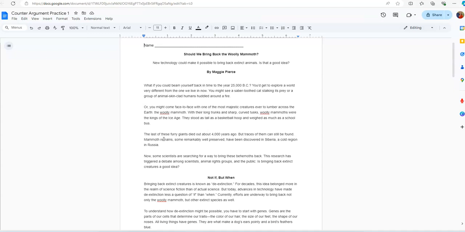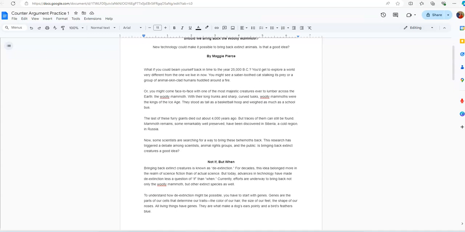New technology could make it possible to bring back extinct animals. Is that a good idea? What if you could beam yourself back in time to the year 2500 BC? You'd get to explore a very different world from the one we live in now. You might see a saber-toothed cat stalking its prey, or a group of animal skin-clad humans huddled around a fire. Or you might come face to face with one of the most majestic creatures ever to lumber across the earth, the woolly mammoth. With their long trunks and sharp curved tusks, woolly mammoths were the kings of the Ice Age.